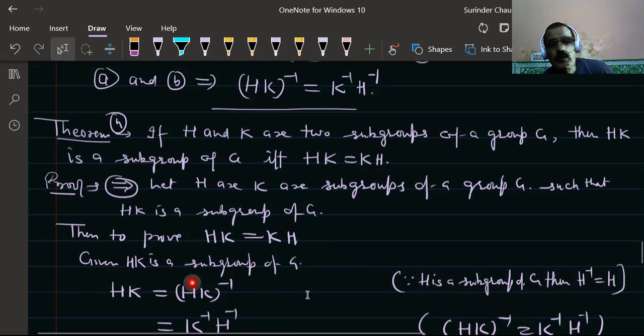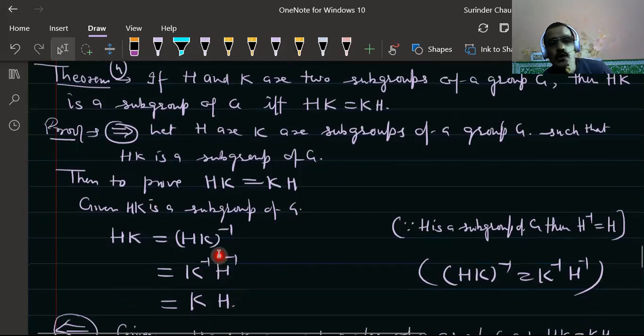We are given HK is a subgroup of G. So HK is equal to (HK)⁻¹, and by the reversal law, since H and K are subsets, this is K⁻¹H⁻¹. Since H and K are subgroups, K⁻¹ equals K and H⁻¹ equals H. So HK is equal to KH.